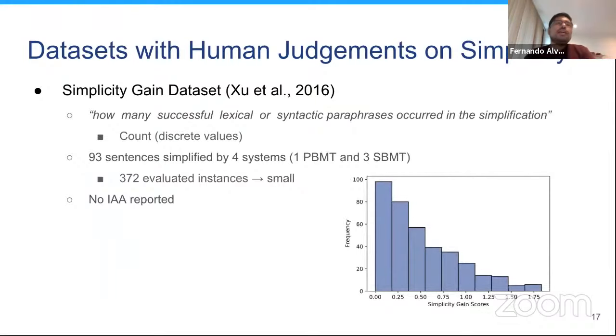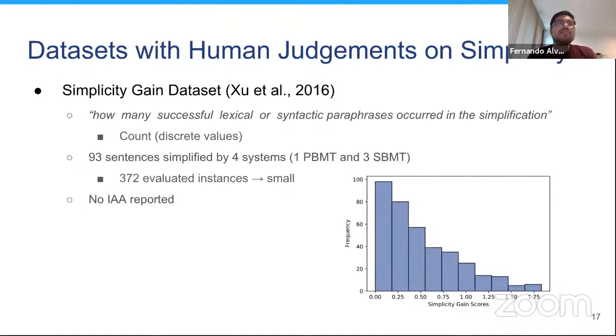So we have the simplicity gain data set, which was the one collected when SARI was introduced, and was said to be the metric for simplification. Now, what is simplicity gain? Basically, the authors ask the judges in this case to count how many successful lexical or syntactic paraphrases occurred in the simplification. So it's a count metric. The scores are not a judgment. It's just a count of something.